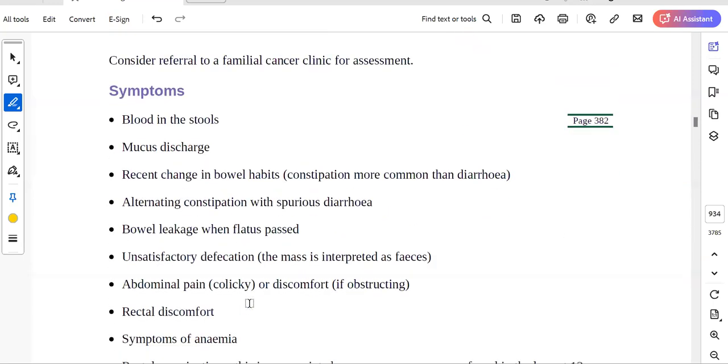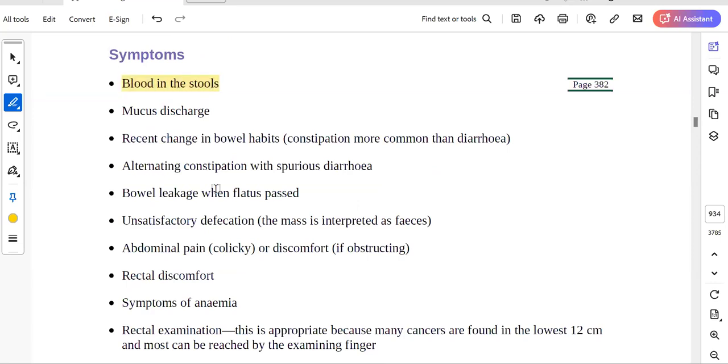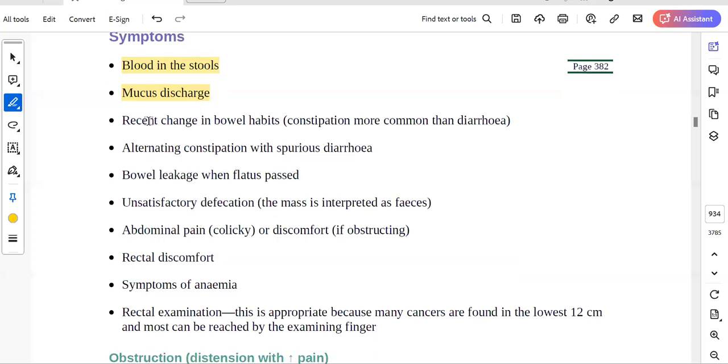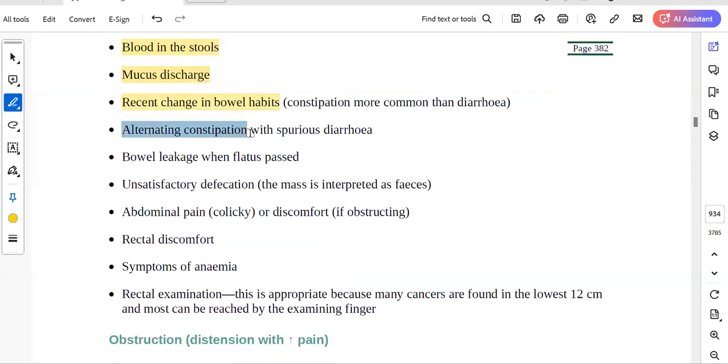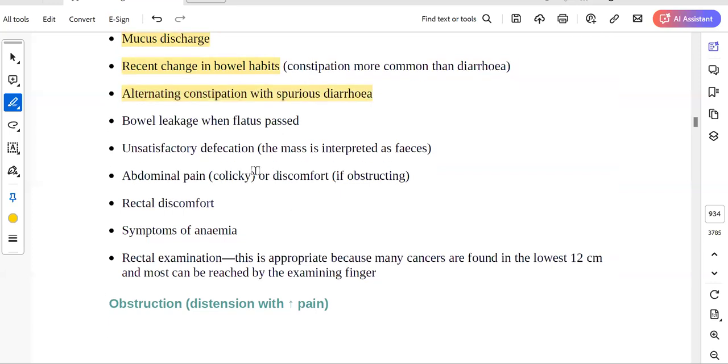So how does a colon cancer patient usually come to you? There are lots of presentations. The patient can come to you with per rectal bleeding, mucus discharge. They can have a recent change in their bowel habit, alternating constipation with spurious diarrhea. They can also have unsatisfactory defecation, abdominal pain. Sometimes they can even present with an iron deficiency anemia.